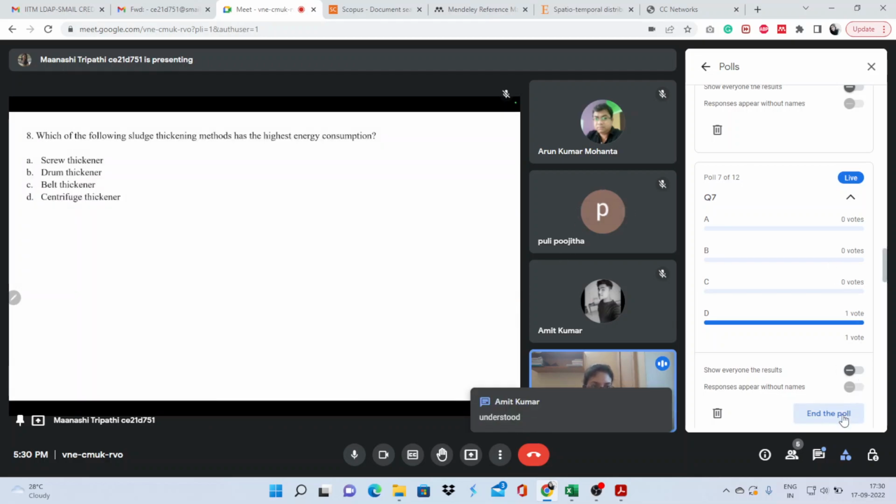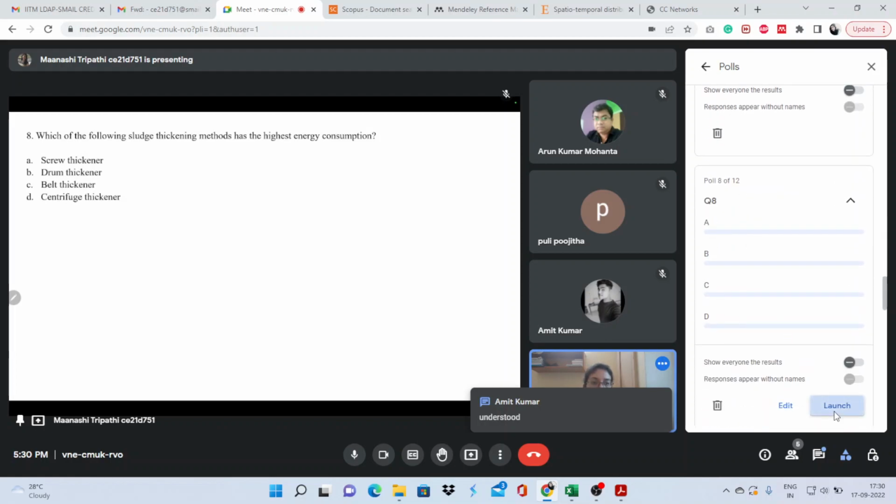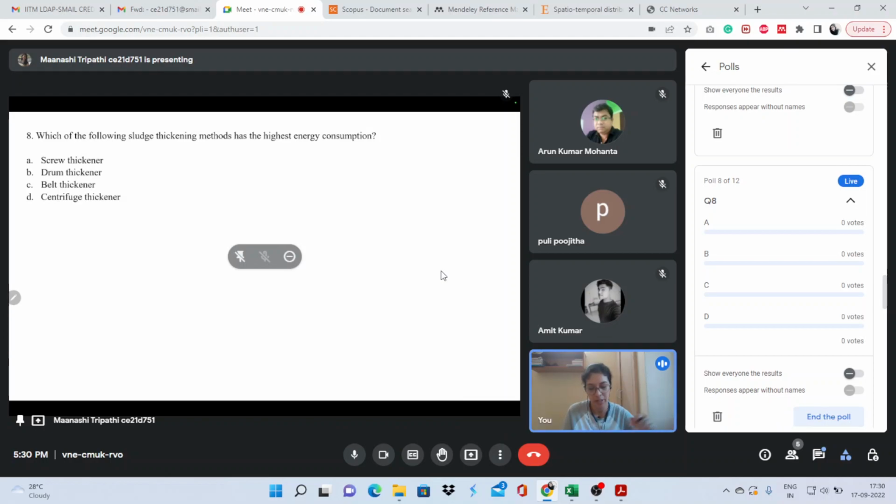This is question number 8. Thank you, Amit. And these are the polls for question number 8. Which of the following sludge thickening methods has the highest energy consumption? Screw thickener, drum thickener, belt thickener, or centrifuge thickener? This is kind of a memory based question. You have to read the passage, you have to remember it. So this you can answer.